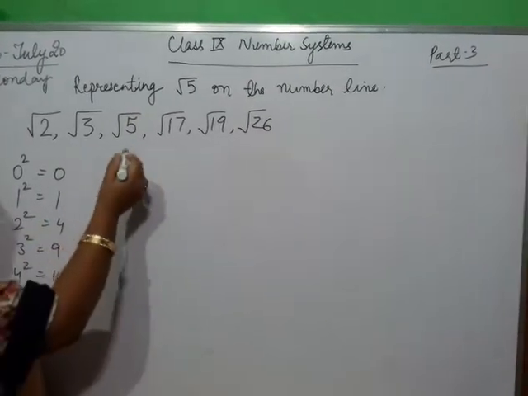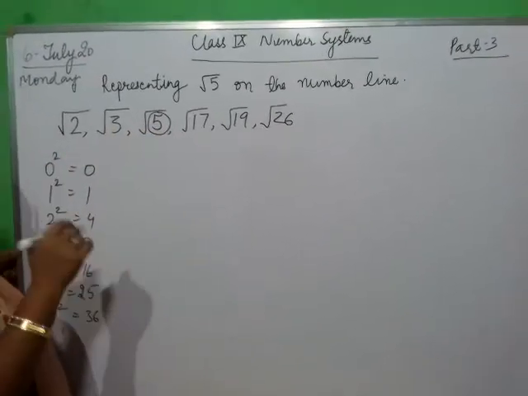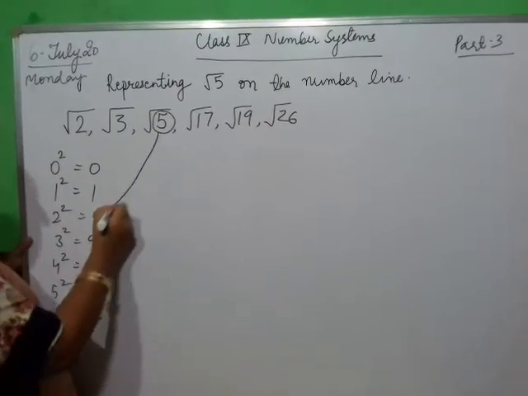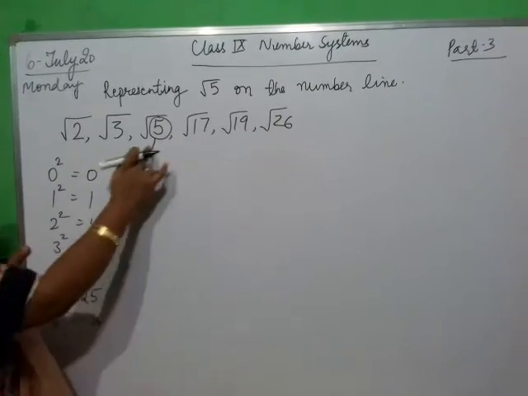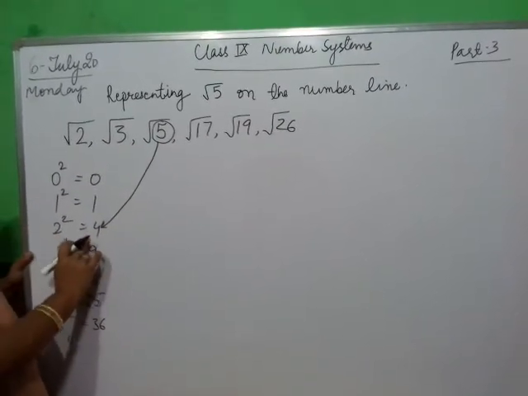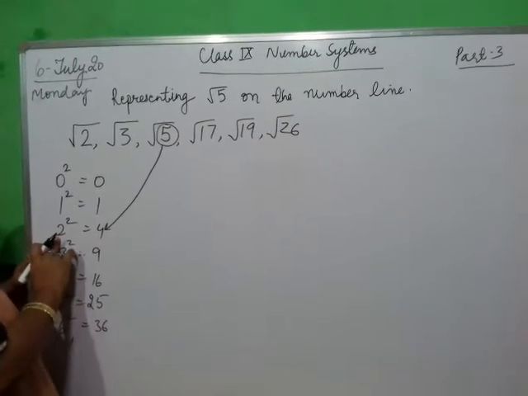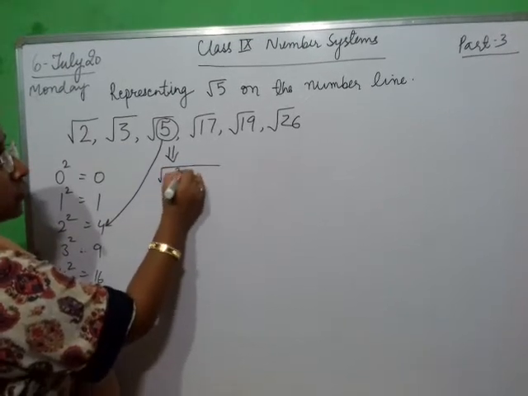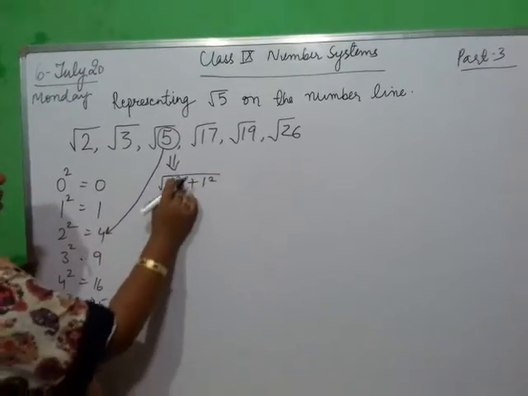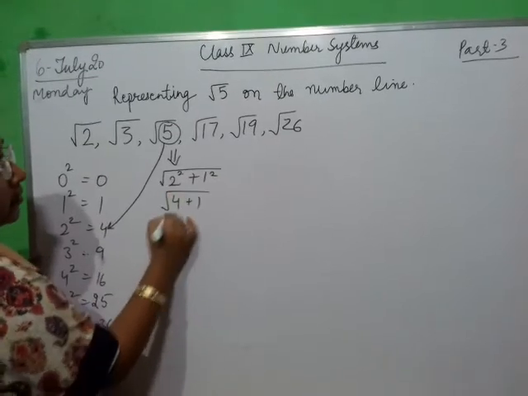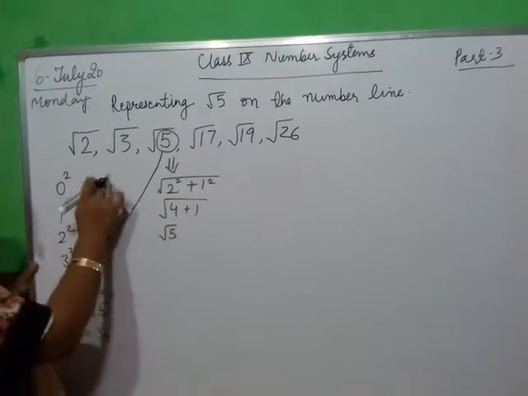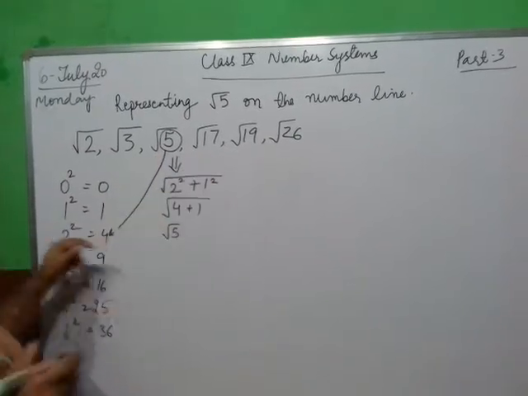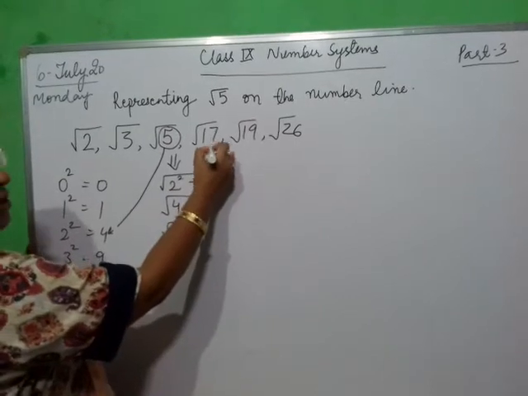Now always make it a point, whenever we represent any number as a combination of two numbers, we need to think to which perfect square it is very near. Now 5 is very near to 4. 4 is a perfect square of 2. So we will write this 5 as 2 square plus 1 square. Now this will be 4 plus 1, that is root 5. So this explanation helps us to know which combination will be there for any square root to be represented on the number line.